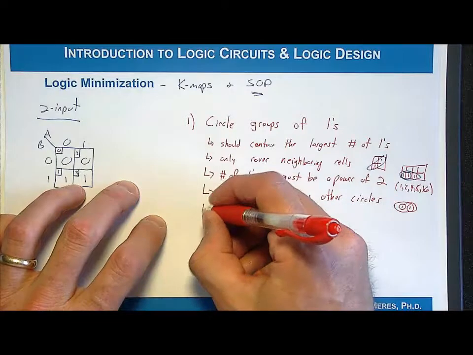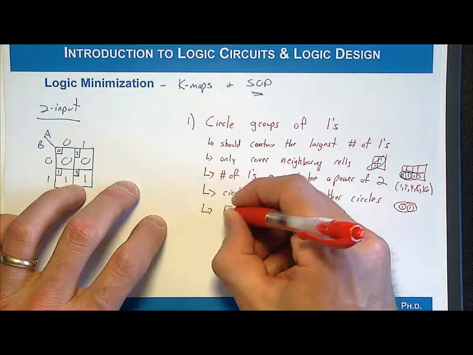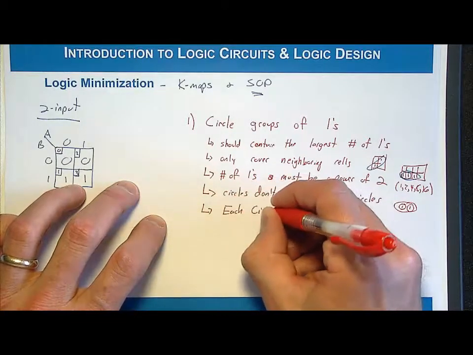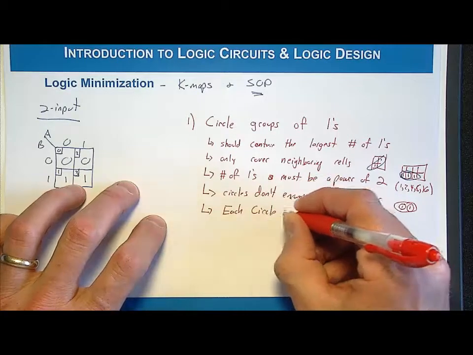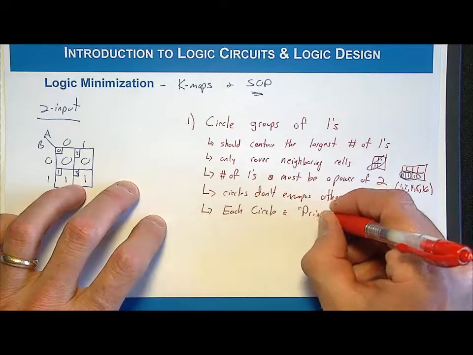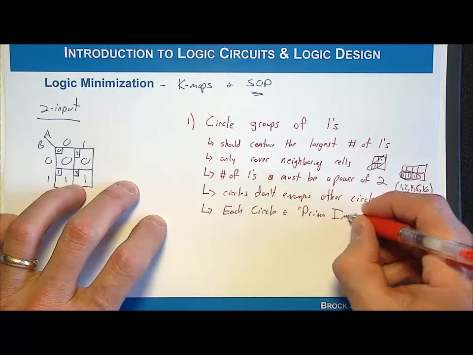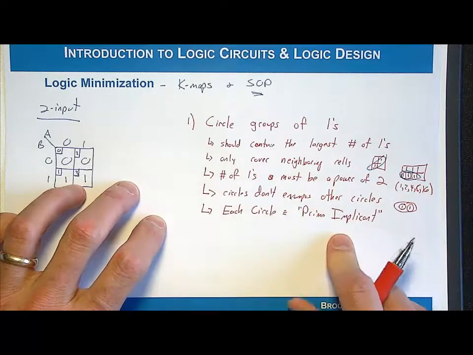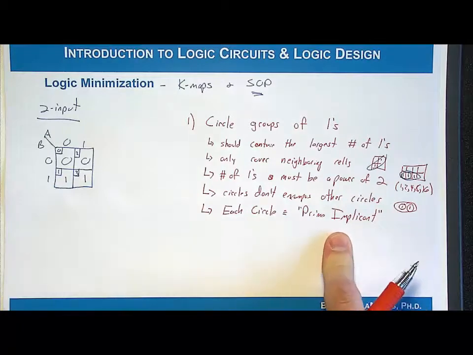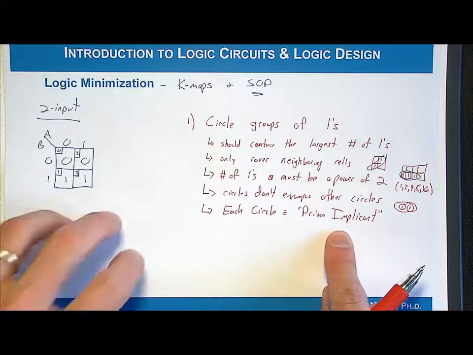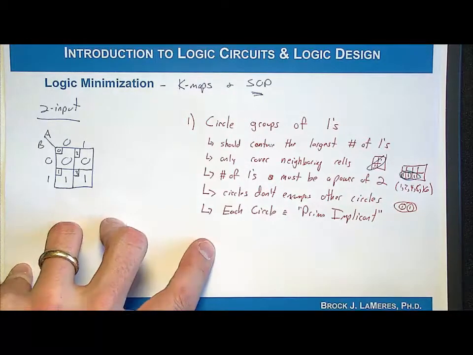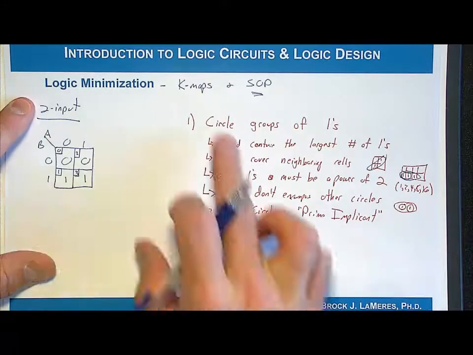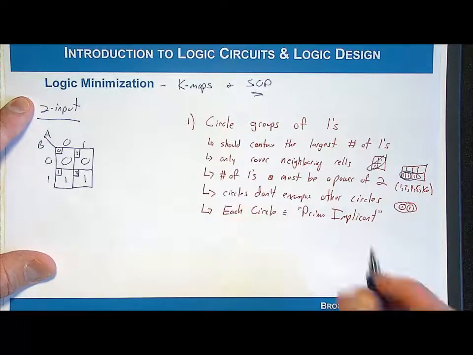Okay? And then finally, each circle is called a prime implicant. And what that means is that we're going to take a prime implicant and we are going to create a product term which will produce the ones that it covers. Okay, so there's a set of rules in order to create that. Okay, so let's apply this. There's multiple rules here. We're not to the end yet, but let's go ahead and do that.